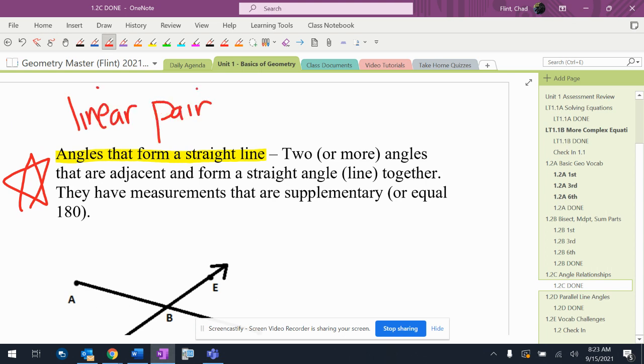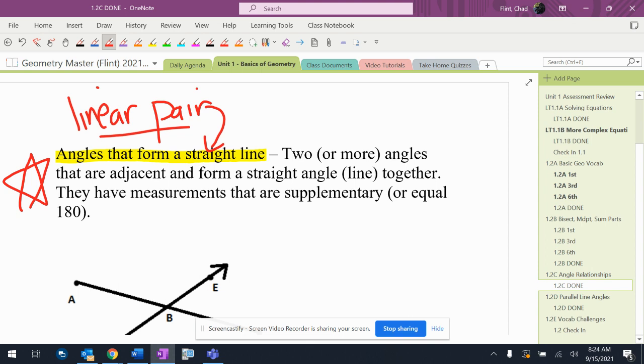a linear pair. You're still going to see this written down, but a linear pair is typically two things, where we can have three angles, or we could even have four. We're probably never going to have four in a problem that we're going to do, but we could have three angles, and those three angles could all form a straight line. So you can see here it says two or more angles that form a straight line.